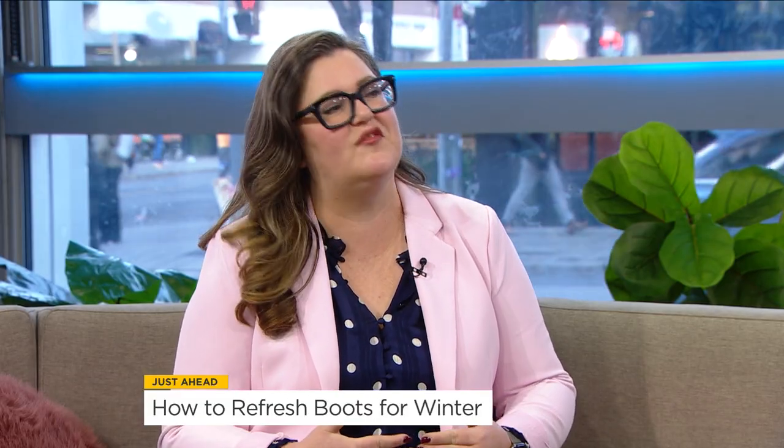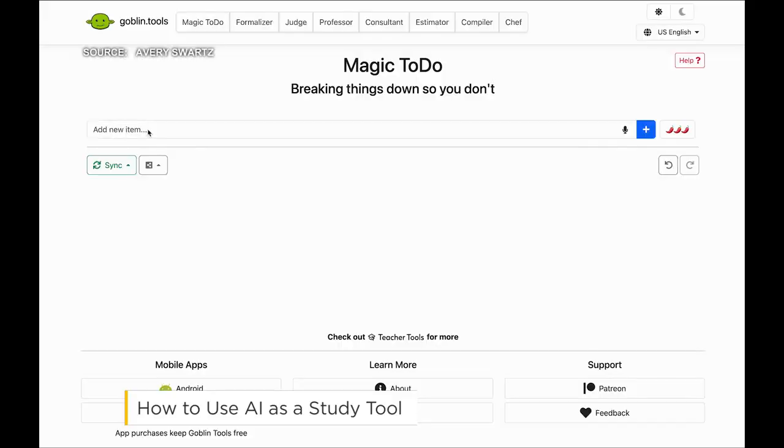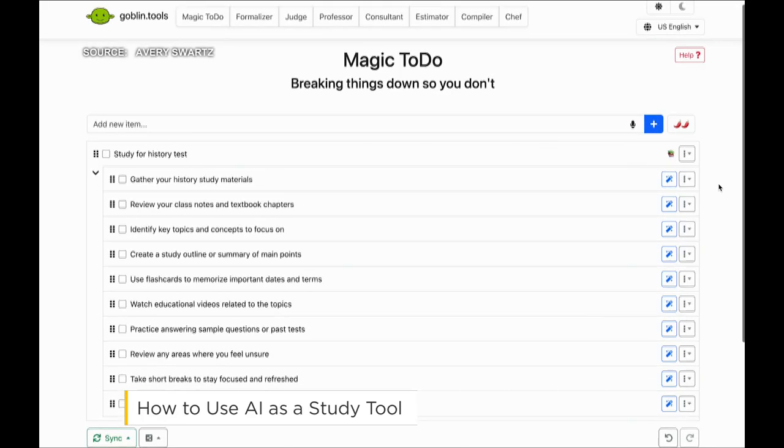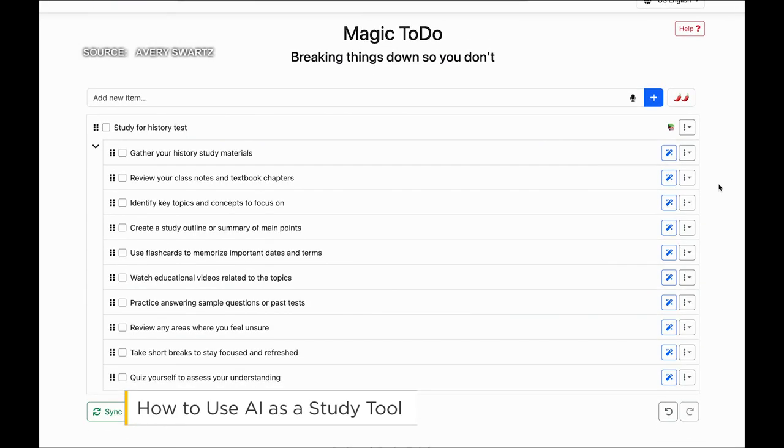What it does is it takes a top line task and breaks it down into smaller tasks for you. So for example, when students say that they need to study for a history test, well, what does that actually mean? You enter the task, you choose what's called your spiciness level, which is how much you want it broken down, how granular. And then it automatically takes that task and breaks it down. So it might be reviewing your study notes, looking over what's going to be on the test, creating flashcards, quizzing yourself, and then it can even give you a time estimate. So this helps you to even understand what you're supposed to be doing.